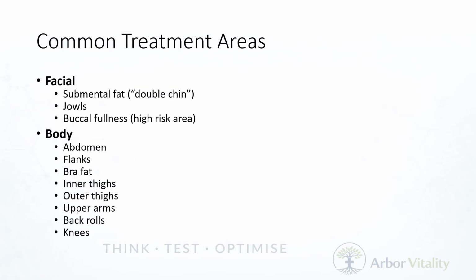So where are these places that people more commonly treat? In the face, it's your submental fat, or your double chin, your jowls, which is your cheeks, and then your buccal fullness, which is typically the more middle to upper part of the cheek. It's not always recommended because of your cranial nerve 7. We do not want to be injecting a treatment like this into a facial nerve.